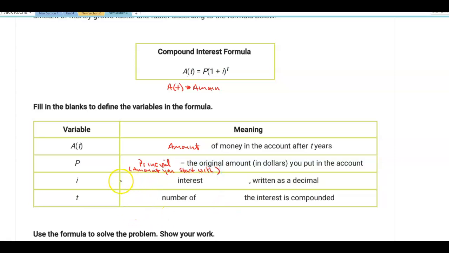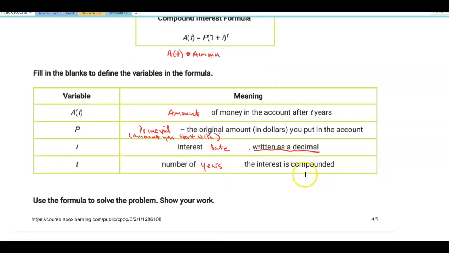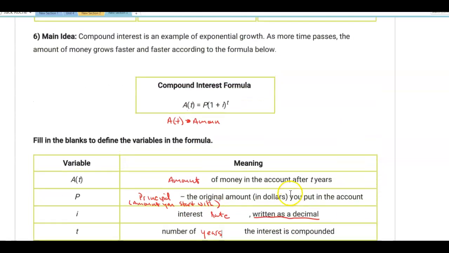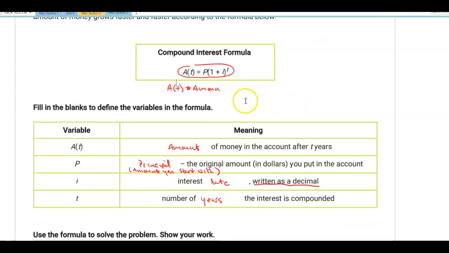Okay? Now, i represents the interest rate. Generally this will be given as a percentage, but we have to write it as a decimal when we put it in. And t represents the number of years the interest is compounded. Okay? So this formula is pretty easy to use. Once we get through a couple of examples, you'll understand.